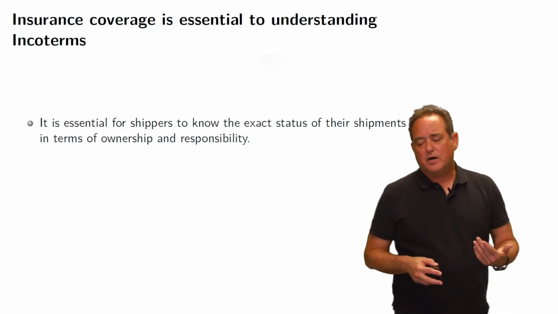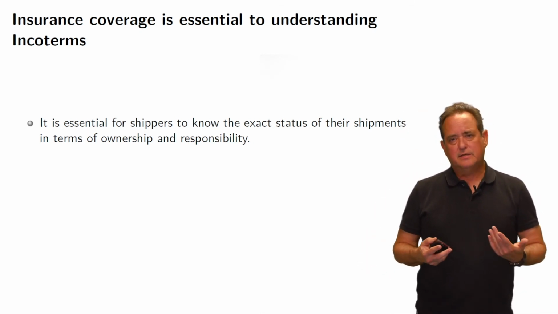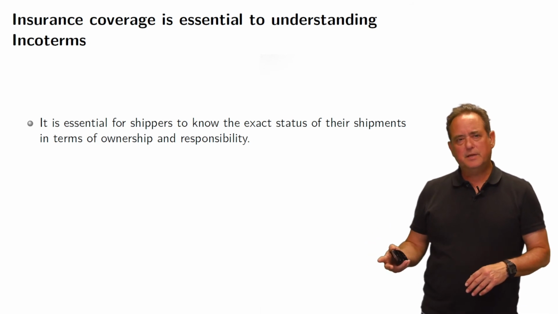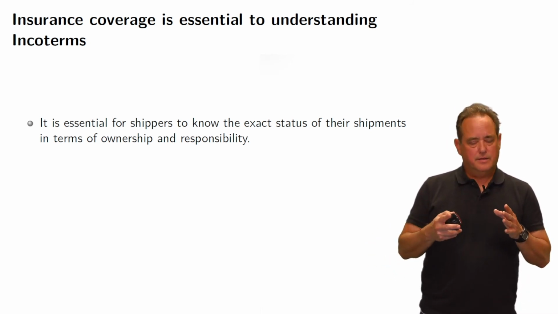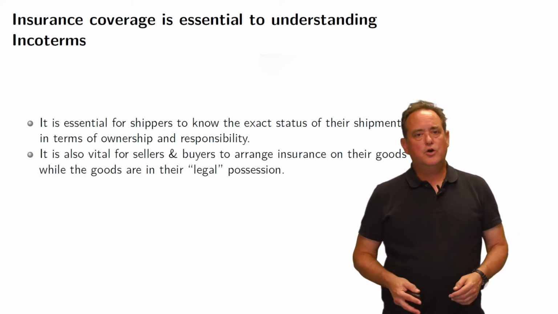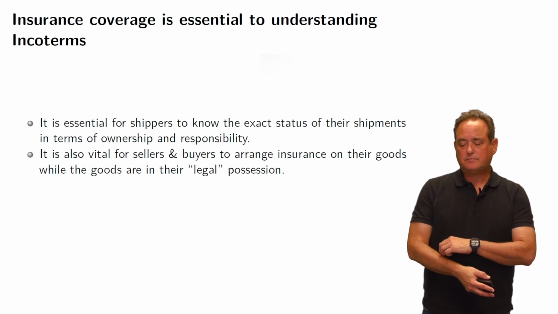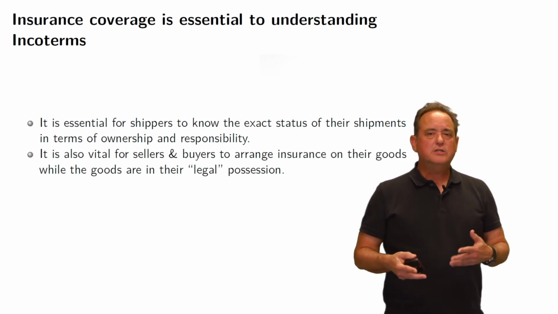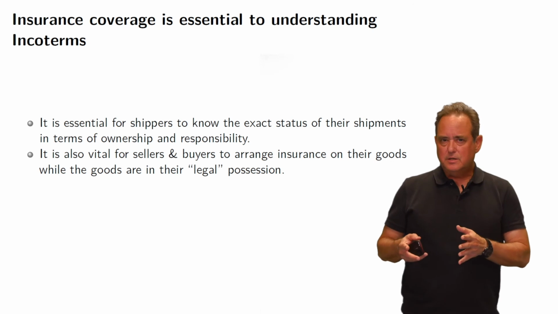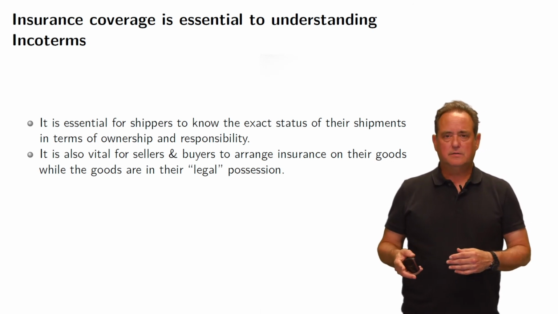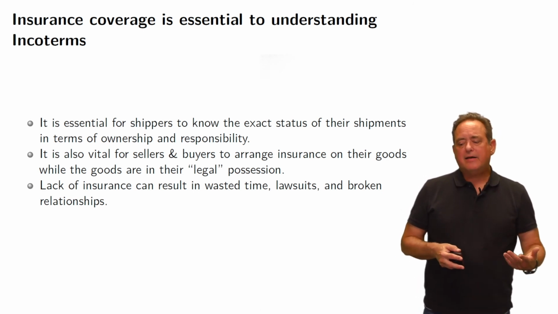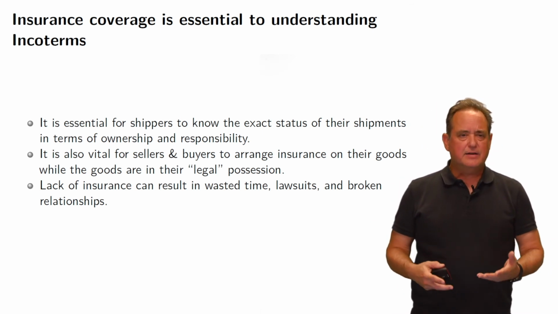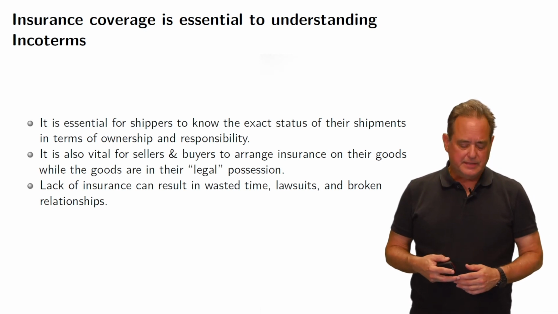In terms of Incoterms, of course, you've got to know about insurance. It's essential for shippers to know the exact status of their shipments in terms of ownership and responsibility in order for the buyer and the seller to know who it is that bears the risk of loss. The party that bears risk of loss must arrange for insurance on the goods while the goods are in their legal possession. They're not in their actual possession, but from a legal standpoint, they are. Lack of insurance can result, obviously, in wasted time, lawsuits, broken relationships. So insurance is going to be something vital to your understanding of international business transactions.